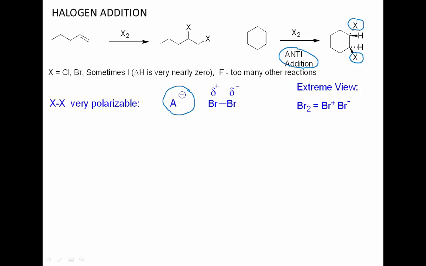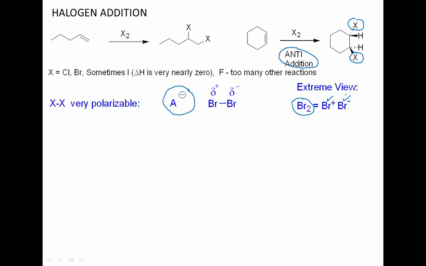In an extreme view, we can treat bromine or chlorine as if it's this salt here, Br plus, Br minus. Although it's not an ionic compound, this way of looking at it works surprisingly well for explaining a lot of the things that you see these reagents do.